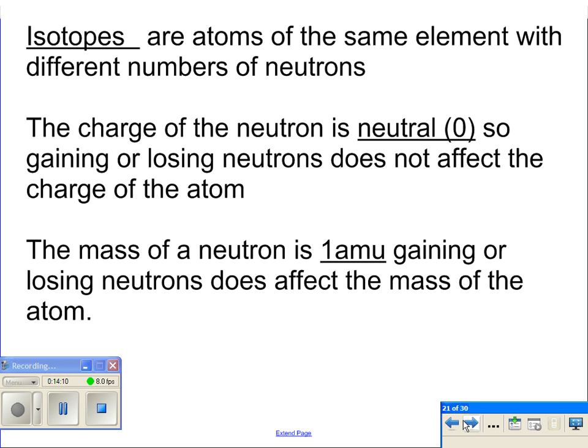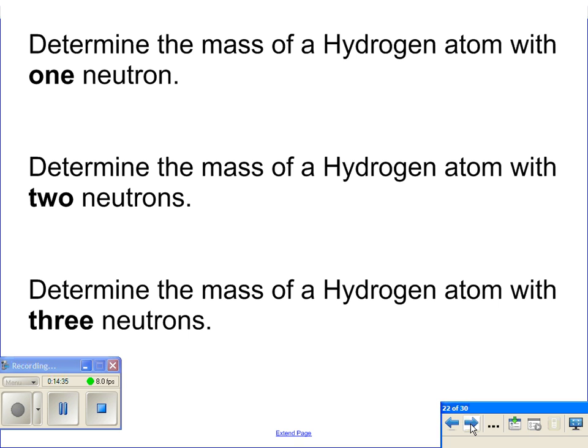What it does affect is the mass. As we looked at our particles, we saw that the proton and the neutron both have a mass of 1 atomic mass unit. So if I'm adding or subtracting the neutrons, that is going to affect the mass. So determine the mass of a hydrogen atom with 1 neutron. Well, we said to find the mass number, you're going to take the number of protons and add it to the number of neutrons.